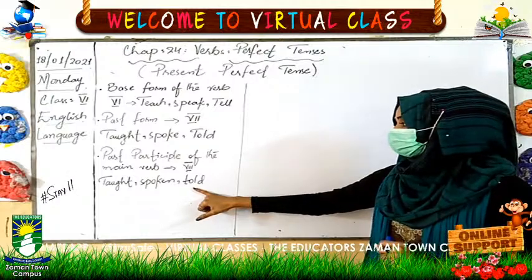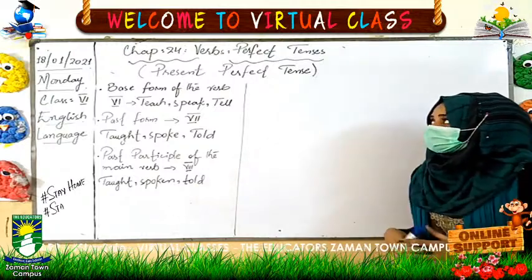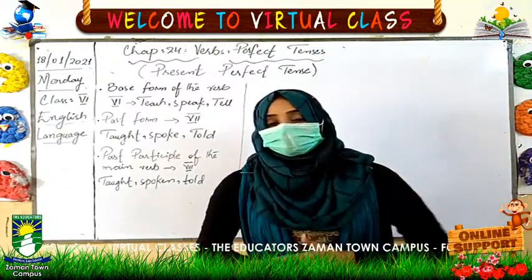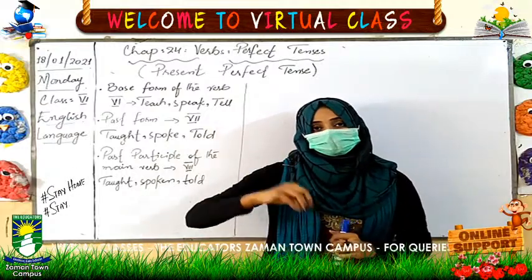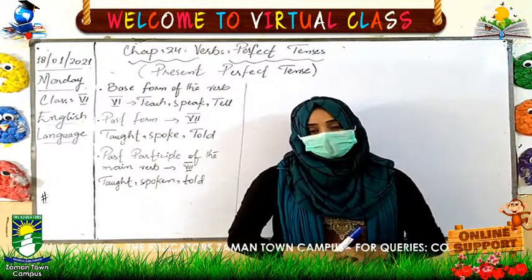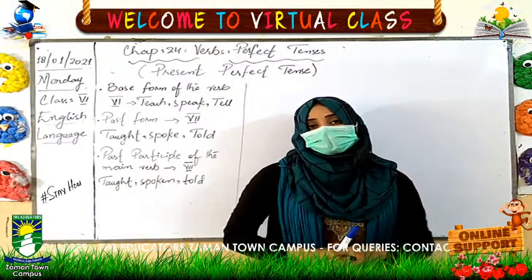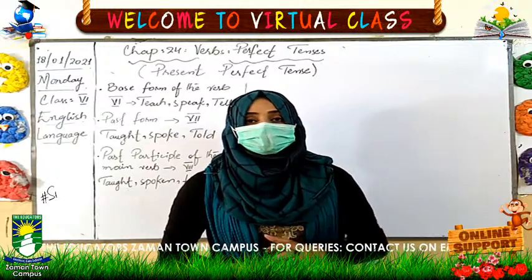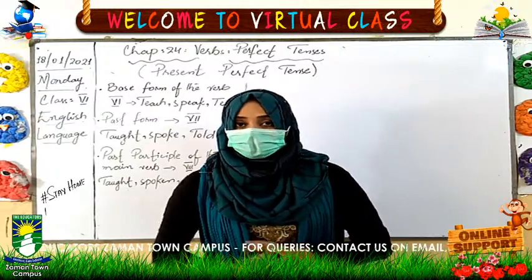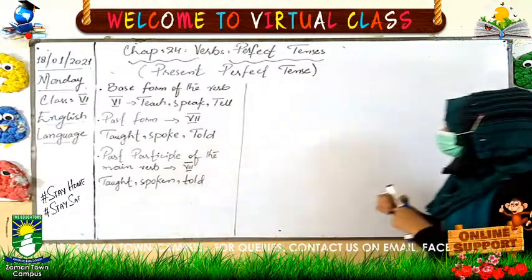As I told you before, what is the present perfect tense basically? It refers to those actions which have been completed at the moment of speaking. This is basically called your present perfect tense. What are the helping verbs first?